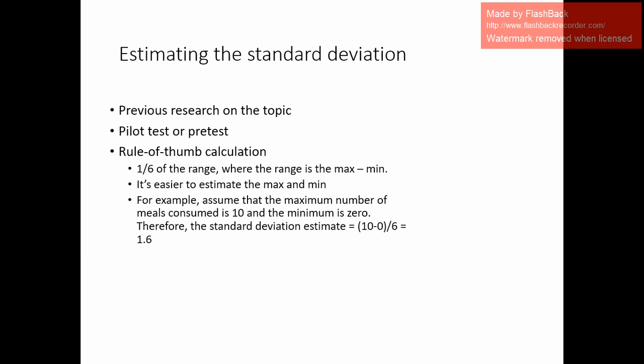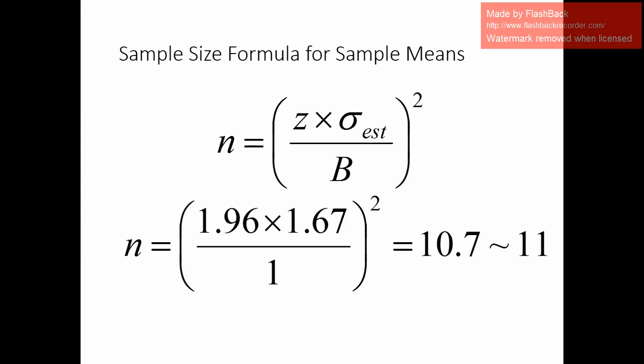So if we're trying to estimate meals per month, we can say, well, the most they would eat would be 10. The fewest would be 0. If I take the difference of that as 10 divided by 6, my standard deviation estimate is 1.6. And that's what we plug in, and it calculates. Then we need to go ask 11 people how many meals per month they would eat.